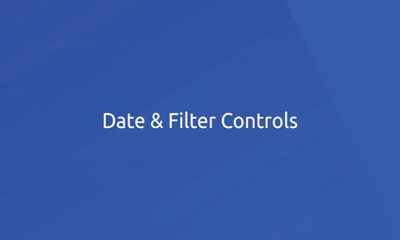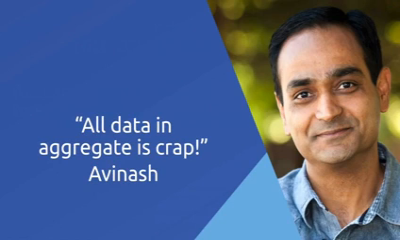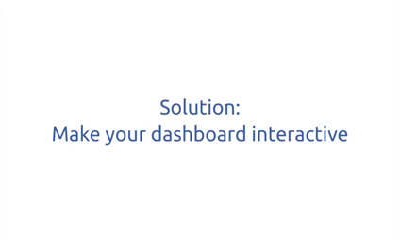And this is where we're going to get to some of the funkier stuff, so date and filter controls. Why are these important? Because it's great to be able to filter our data. As Avinash has said before, all data in aggregate is crap. So we need to be able to slice and dice our data to say, well, what is happening just with mobile? Or what's happening just in Australia? Or insert segment here. When we start to segment our data, that's when things start to work, and the filter is how we're going to do that.